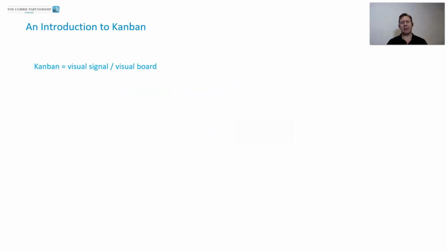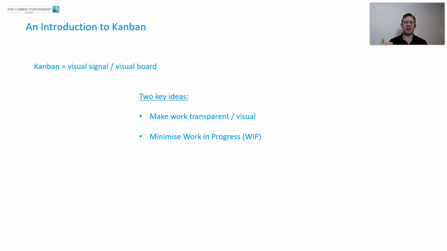So what Kanban means is visual signal or visual board, and it's this idea that we can see what we need to do next. It works with two key principles. The first one is to make your work transparent. Make it visual, so it's easy to see, easy to know where we are and what we're doing. And the second key idea is to minimize the work in progress. So we're not multitasking, we're not overloading ourselves. We're actually keeping life nice and tight and simple.